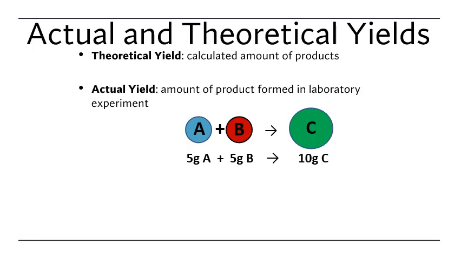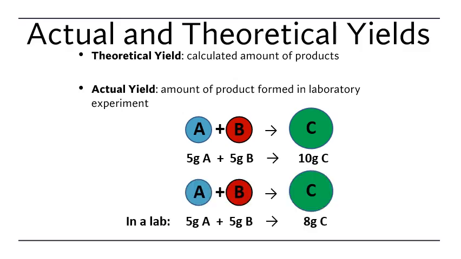Okay, in this video we will talk about actual and theoretical yield. From the word itself it is clear actual yield means how much we are actually getting through the experiment, and theoretical yield means how much we are expecting. We can calculate that by using the balanced chemical equation.